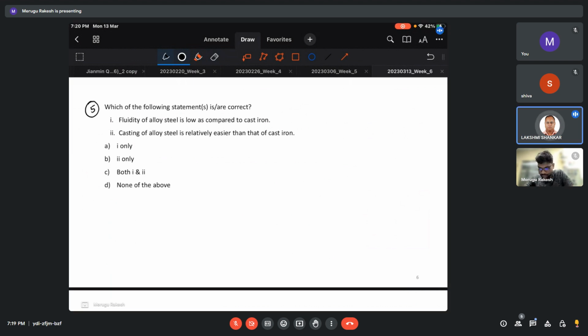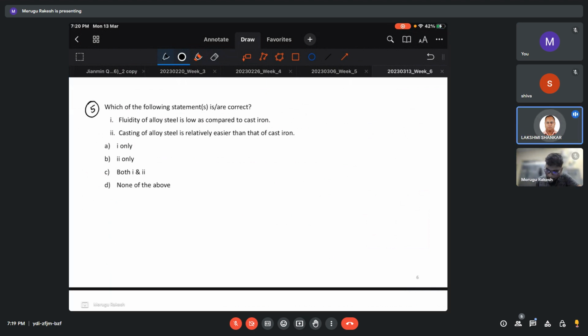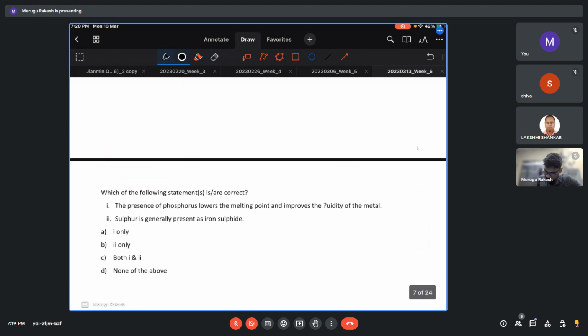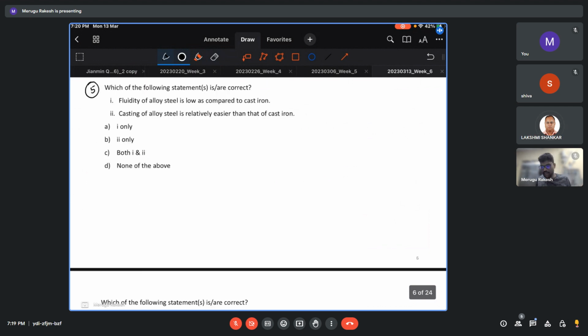Sir, the second statement is wrong, but I don't know exactly about the first statement, sir. Why is the fluidity of alloy steel low as compared to cast iron? Okay, I think I will discuss the steel part, then we can go to these questions. Right, sir. Let's briefly discuss the steel part.